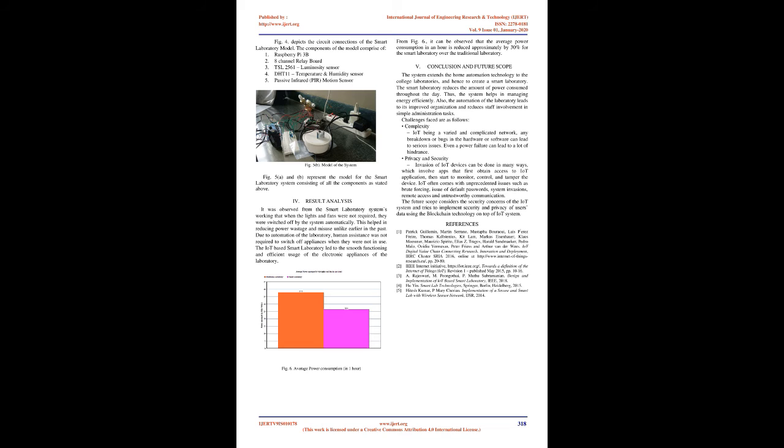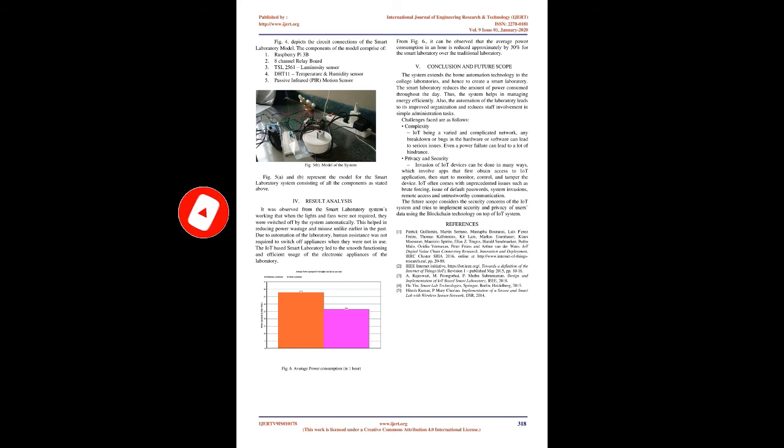The components of the model comprise of: 1. Raspberry Pi 3B, 2. 8-channel relay board, 3. TSL2561 luminosity sensor, 4. DHT11 temperature and humidity sensor, 5. Passive infrared, PIR, motion sensor. Fig. 5, B. Model of the system. Fig. 5, A and B, represent the model for the Smart Laboratory System consisting of all the components as stated above.